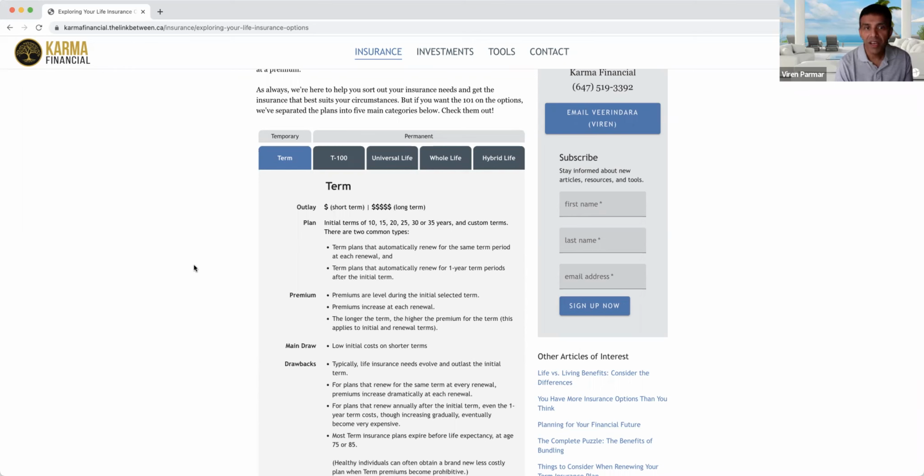Another key feature with both universal and whole life and even hybrid is the ability to borrow against the policy. So you have the ability to take some of the cash out without actually cashing out the policy if your policy grows to a certain point and you determine you need some extra money. This could be a good way to fund any short-term emergency needs without necessarily canceling or cashing out the policy. You can actually borrow against the value of the investments in those policies.